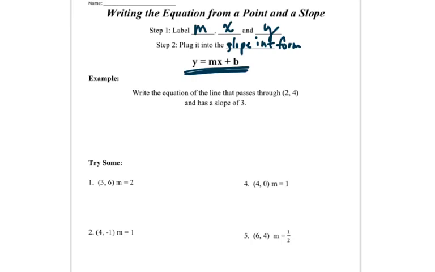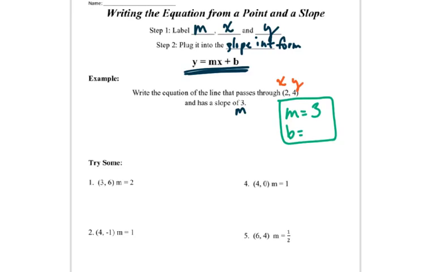So if we look at our first example, it says write the equation of a line that passes through 2, 4 and has the slope of 3. So the slope is 3, so my m is the number 3. Then it says it passes through the point. The point is an x value and a y value. So I'm going to draw my information box so that I can keep track of all of my information. My m is the number 3. My b, I don't know. None of these are the y-intercept, so we have to solve for b.